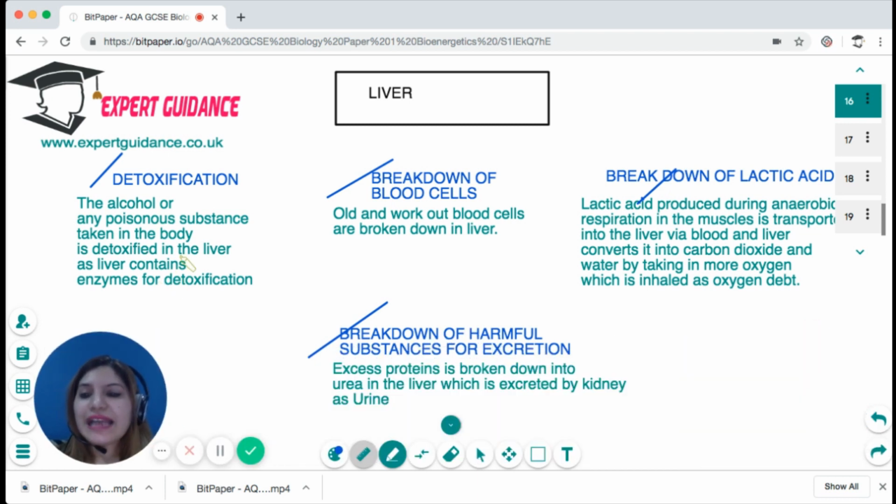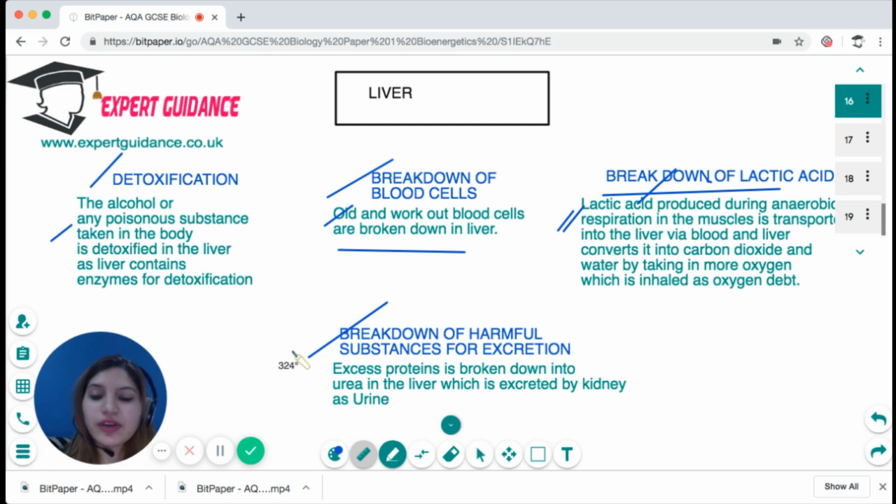So when we take in excess alcohol, that is broken down by your liver. When the blood cells are old and worn out, they are broken down in the liver. The lactic acid that is produced by anaerobic respiration is also converted into carbon dioxide and water by the liver, and that is the oxygen debt. And the harmful proteins cannot be stored in the body, so it is the liver that converts them into urea, which is excreted by the kidney as urine. Okay, so I hope you will remember all the functions of the liver.